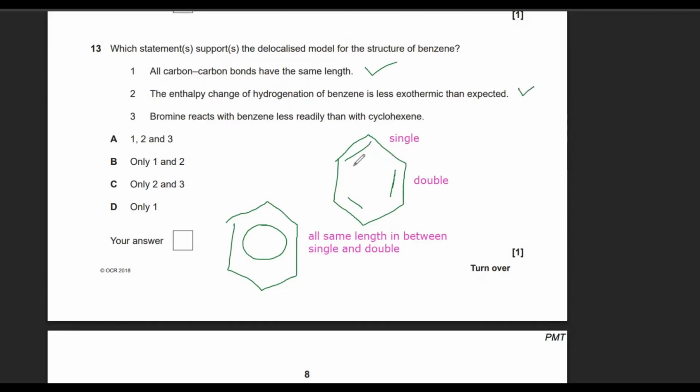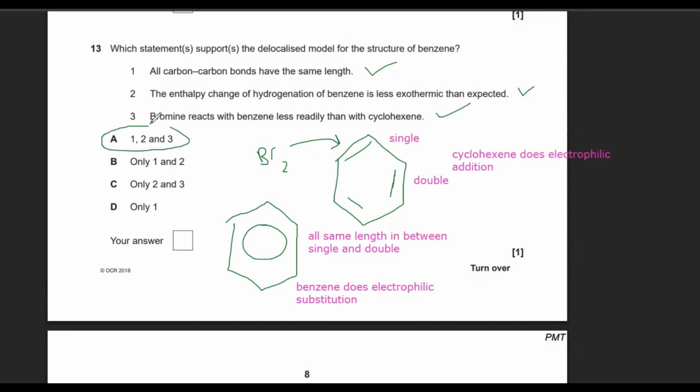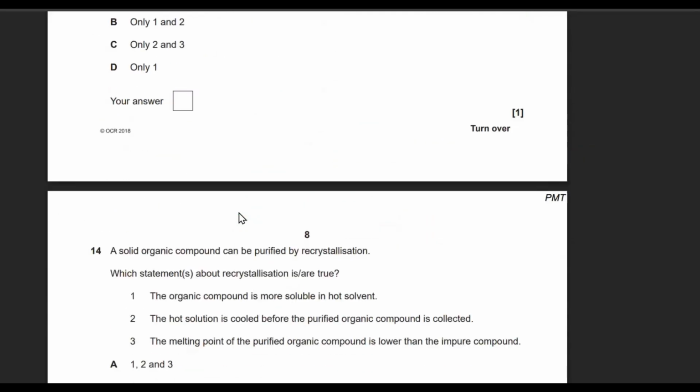The enthalpy of hydrogenation is less exothermic. Benzene is more stable. It doesn't release as much energy when you hydrogenate it. And benzene reacts less readily than cyclohexene. Remember, cyclohexene is going to do electrophilic addition, whereas benzene is going to do electrophilic substitution because it's much harder to add to the ring and break the ring. It wants to maintain the ring. So yes, all 3 are evidence for the existence of the benzene structure with the delocalized ring.